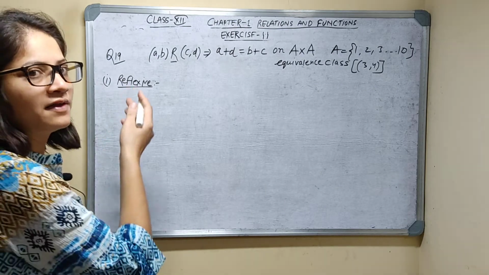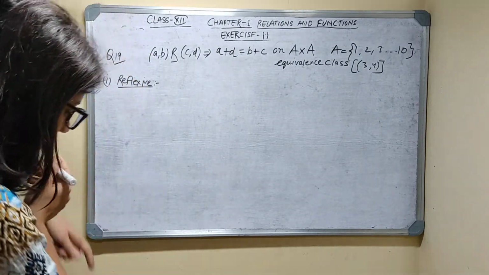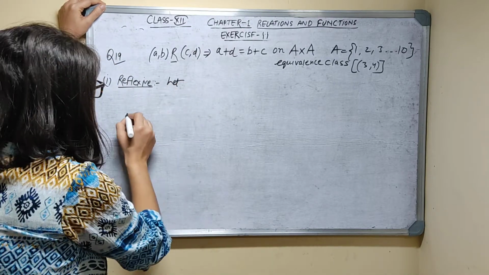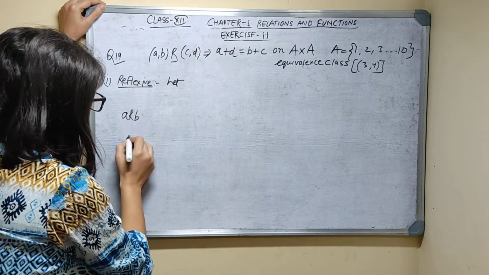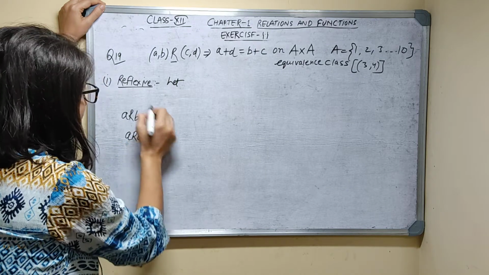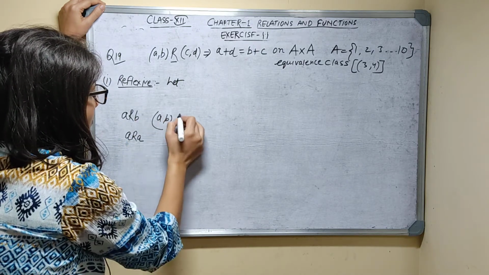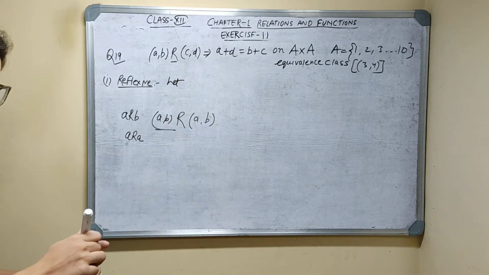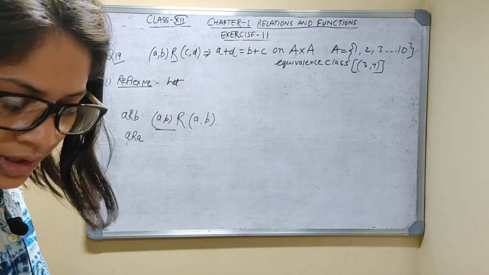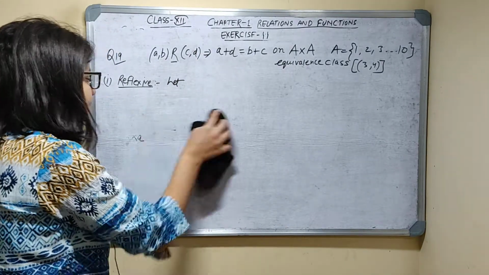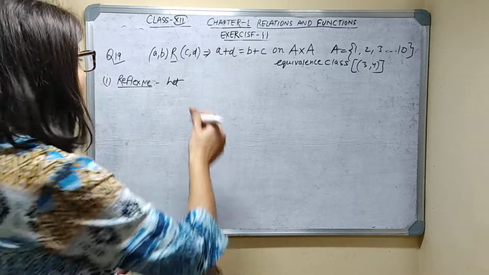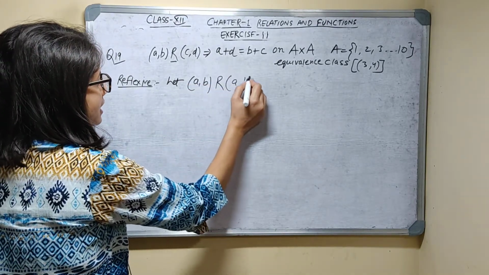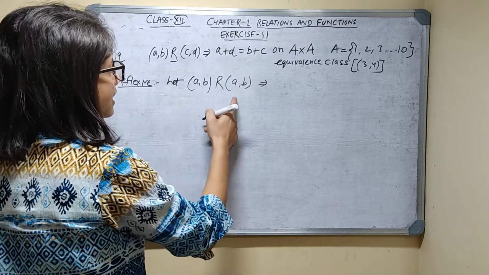So I can say that it is an equivalence relation. Reflexive: how will we do? We'll write, let a related to a, but here it is (a, b), so we will write (a, b) related to (a, b). Is it clear? So let (a, b) be related to (a, b).